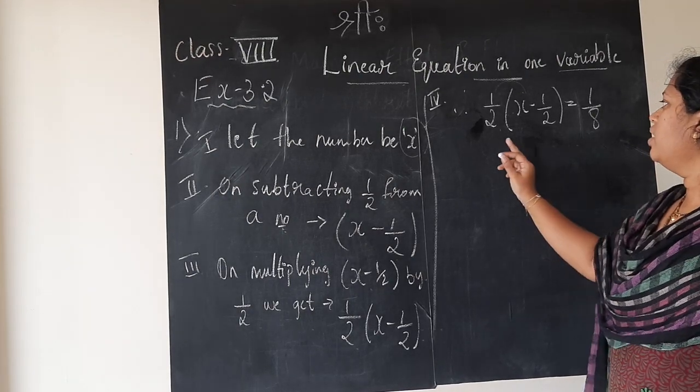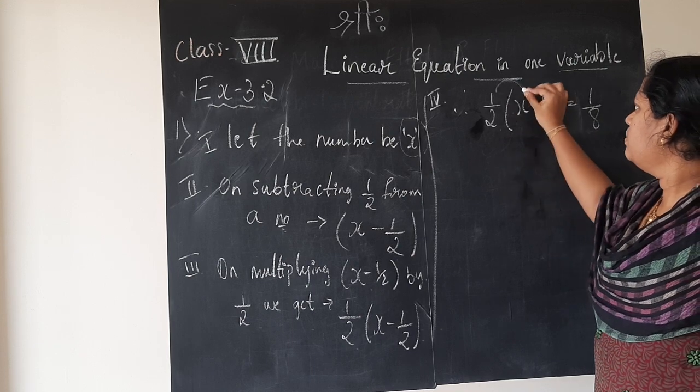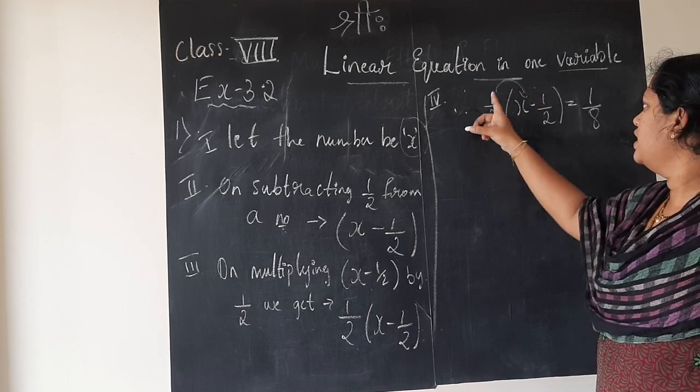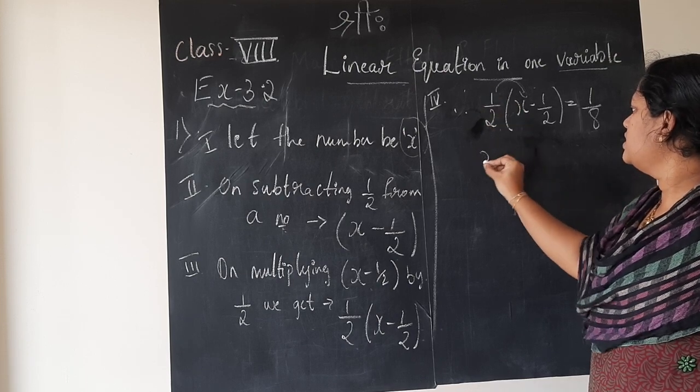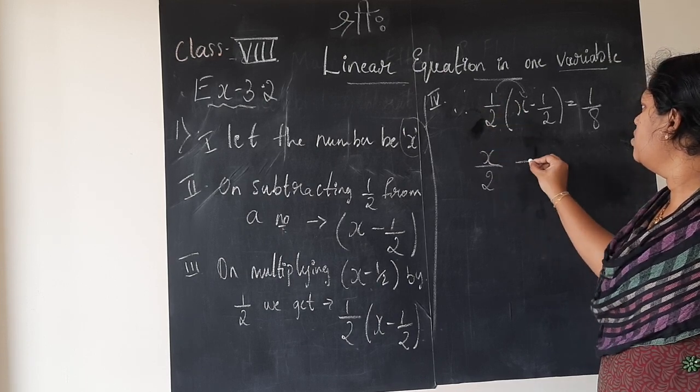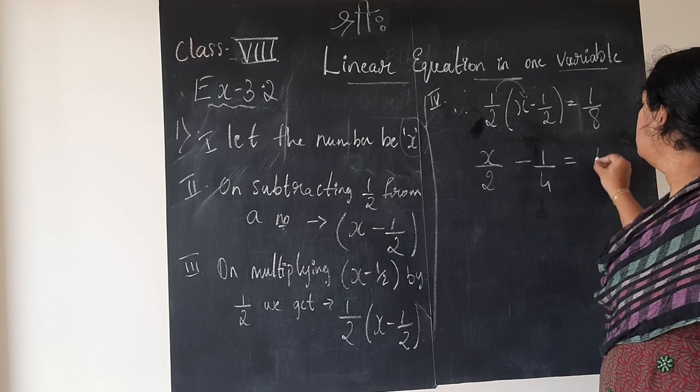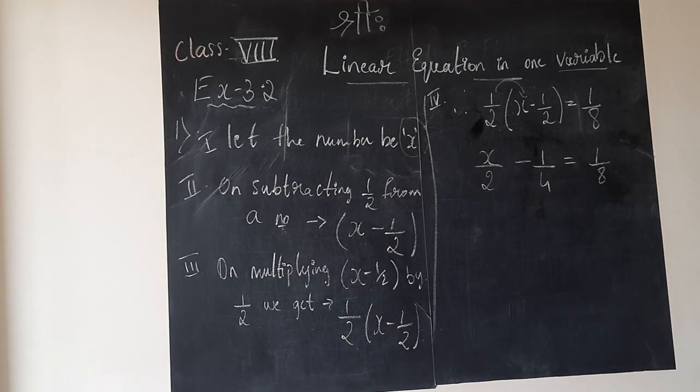So, what we will do now is, okay, let me not confuse. We will multiply half inside. So, 1 by 2 into x is what, children? 1 into x in the numerator. Don't we get x by 2? Minus 1 by 4 is equal to 1 by 8 as it is.